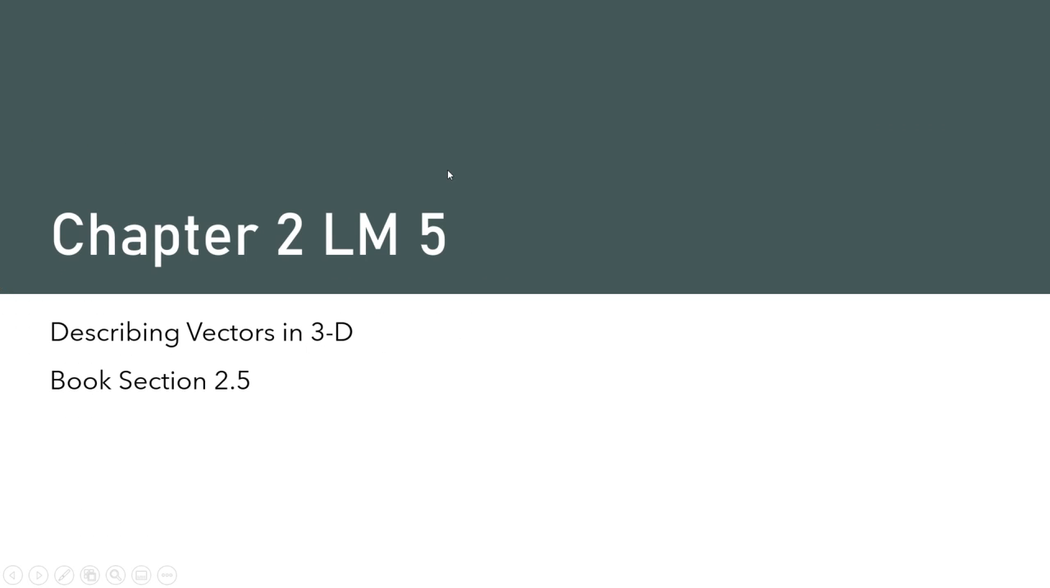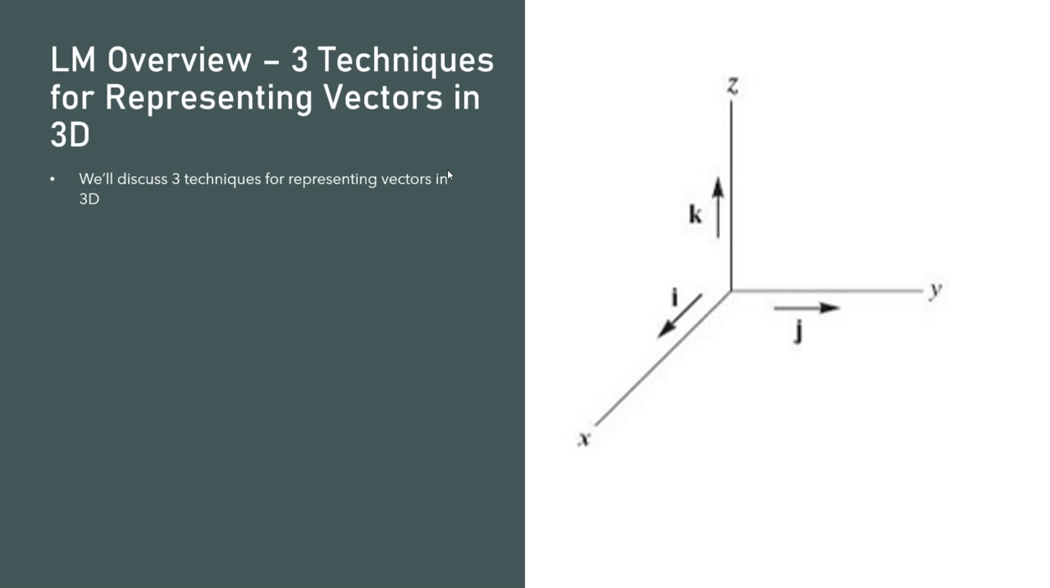So in this learning module, we'll look at the three different ways in which we can describe vectors in three dimensions. We'll begin by looking at rectangular form, where we express the vector as a linear combination of basis vectors, much as in the same way that we did for 2 dimensions in the prior learning module.